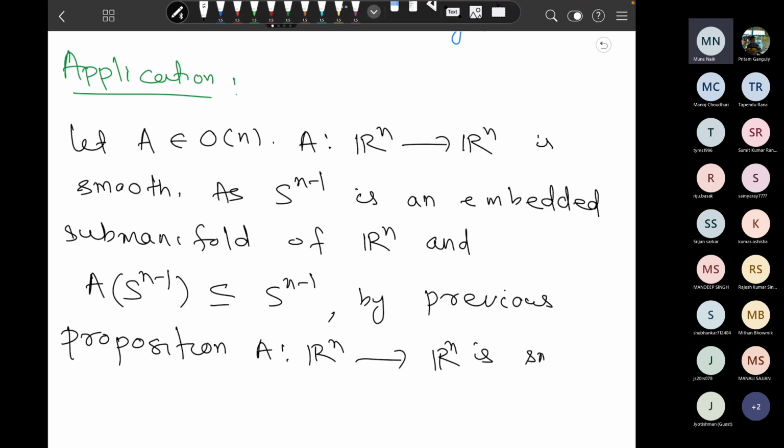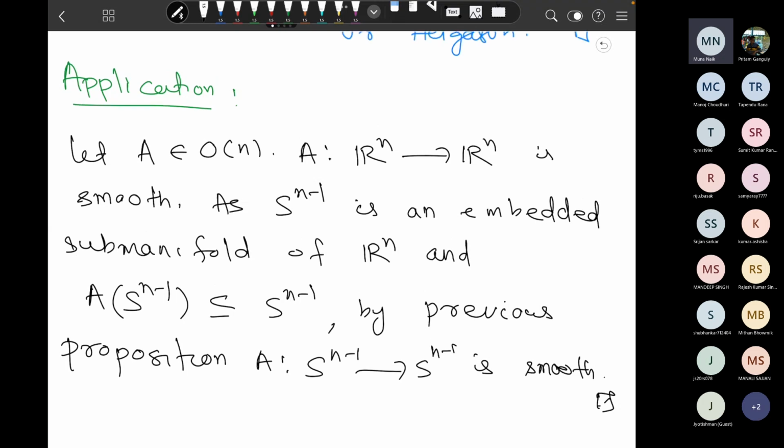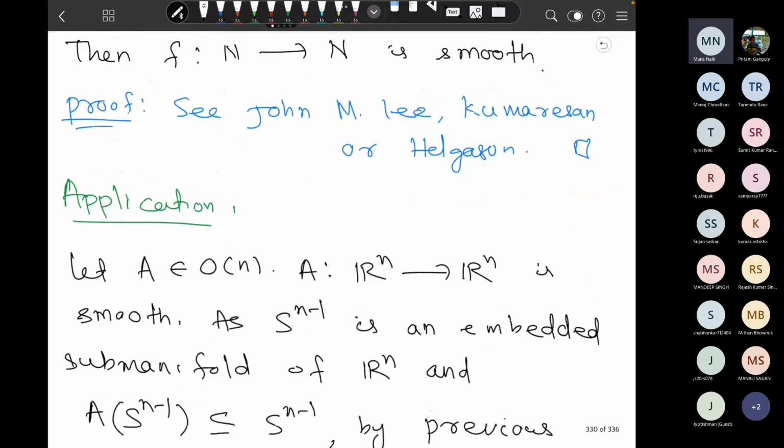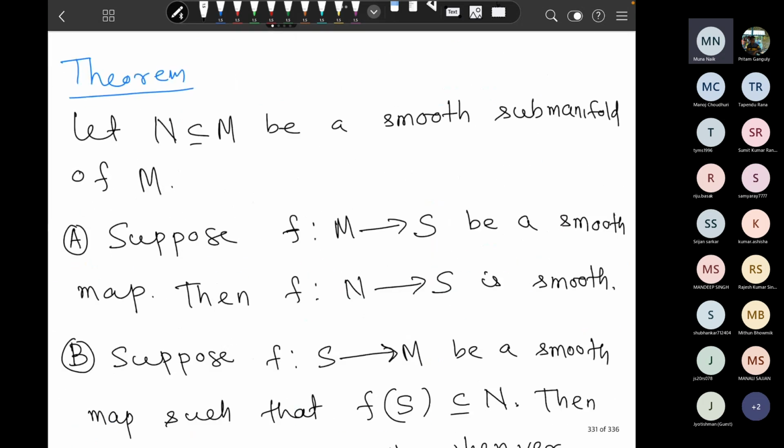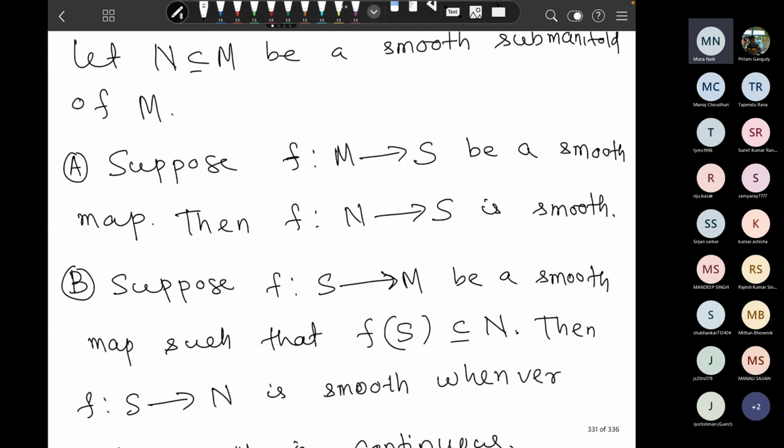So this is a very important proposition. We will use this, S^{n-1} to S^{n-1}. This is an important proposition. We will use this. Similarly, there are also important theorems.